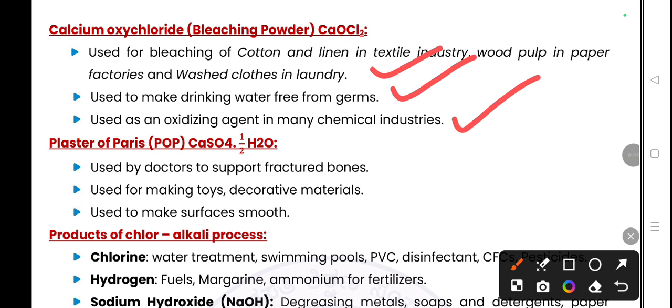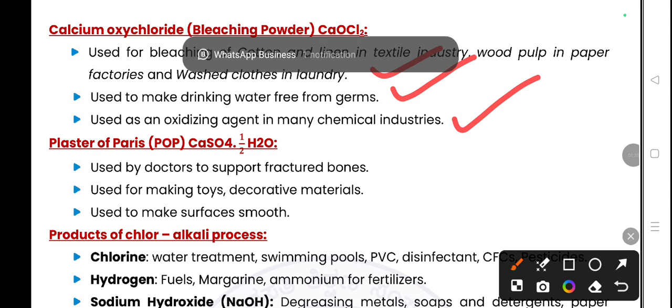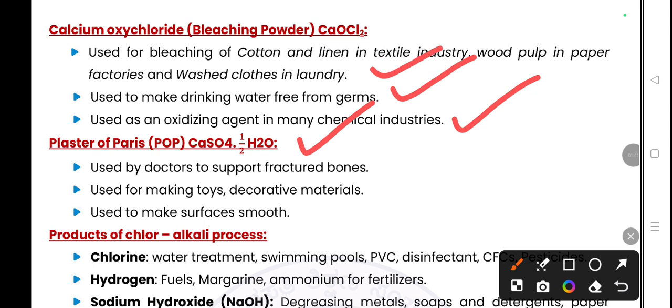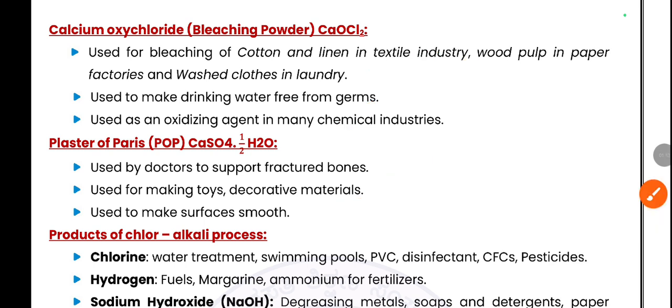chemical industries. Then uses of plaster of Paris, POP, its formula CaSO4 into half H2O. So let's see. Used by doctors to support fractured bones, used for making toys, decorative materials, used to make a surface smooth.